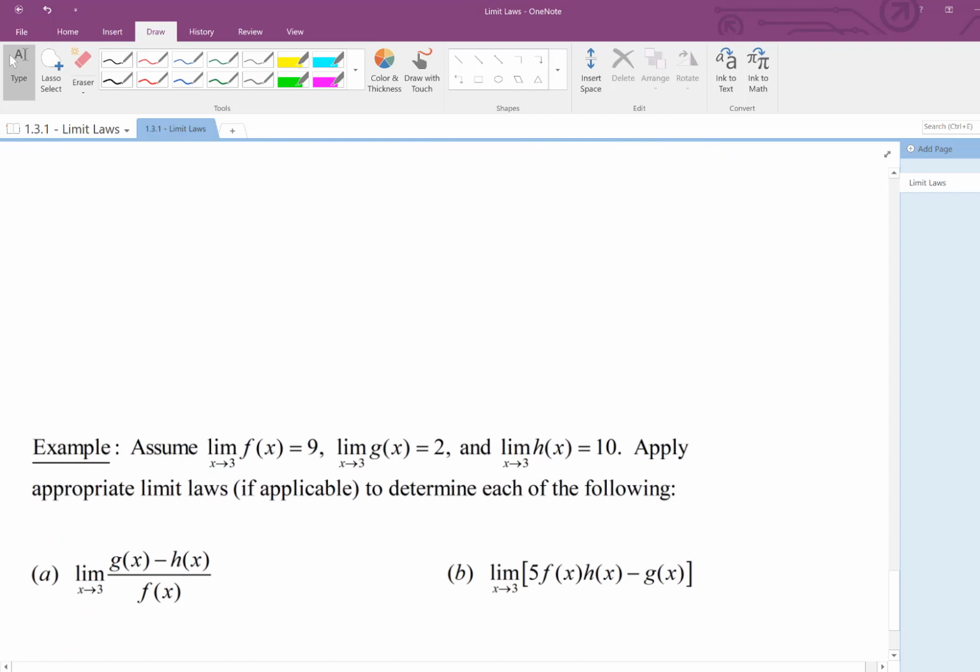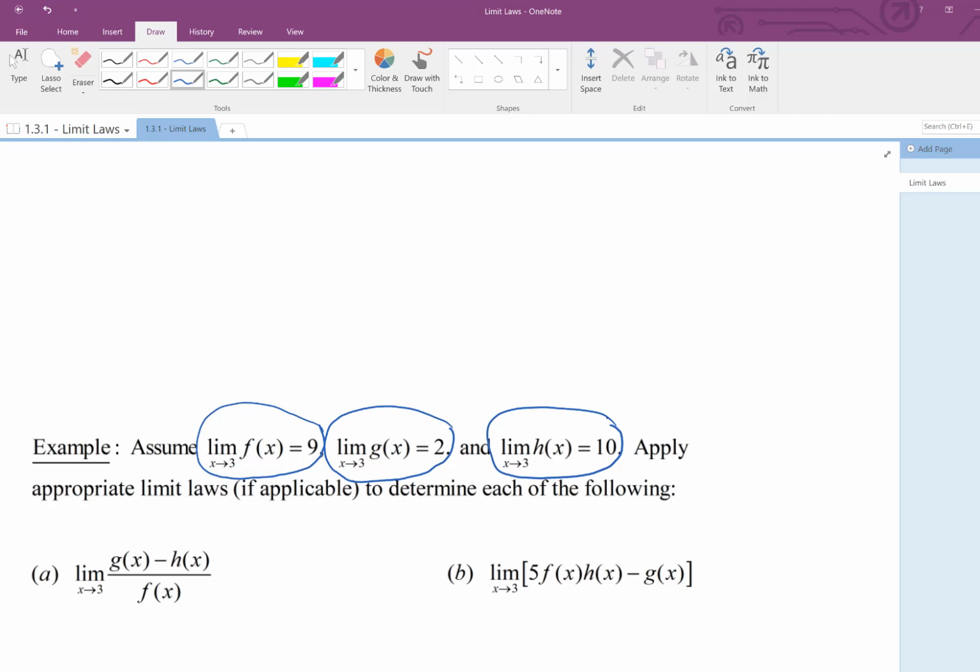In this example, we've got three different functions: f of x, g of x, and h of x. And all of them are investigating the limit as x goes to 3. That's important because the x location is approaching the same location for all three limits. Now, limit as x goes to 3 of f of x is 9. We're just going to assume that. Limit as x goes to 3 of g of x is 2. And limit as x goes to 3 of h of x is 10. So the important thing to note is that all three limits exist as x goes to 3 in the first place.